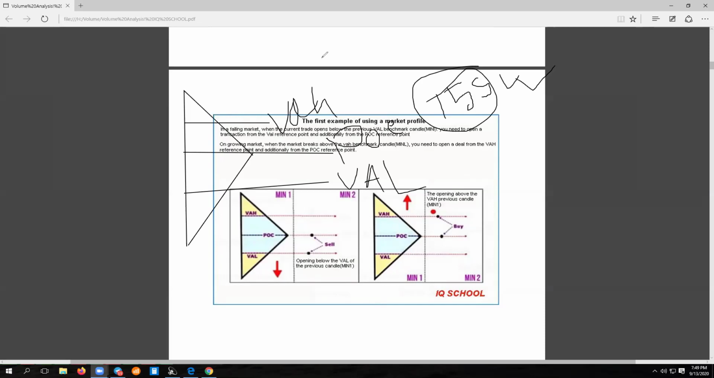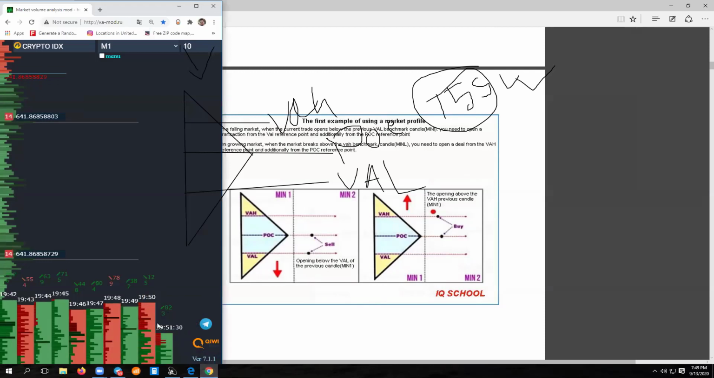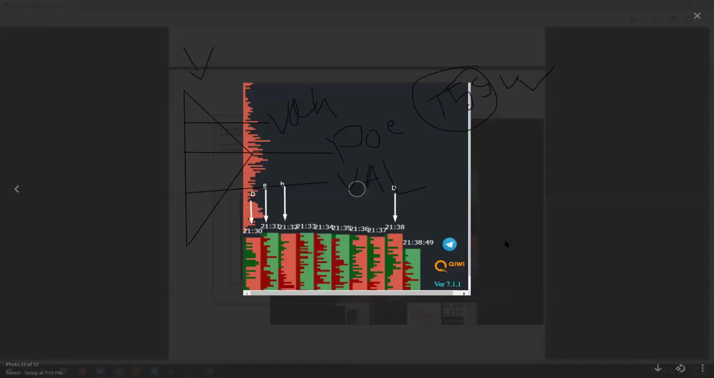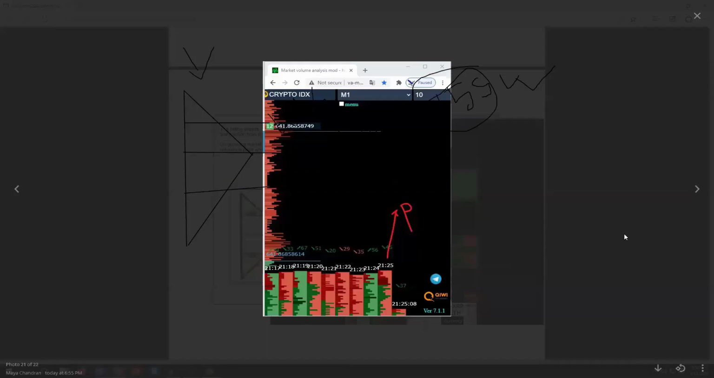So if we don't have any previously high volume node candle, for example, let me find out. Okay, there is no good example picture. Okay, so here, not here. Okay, it's a good volume, right? It's a good volume.